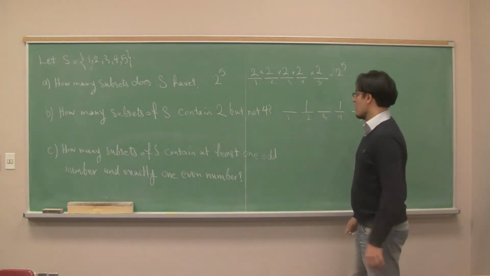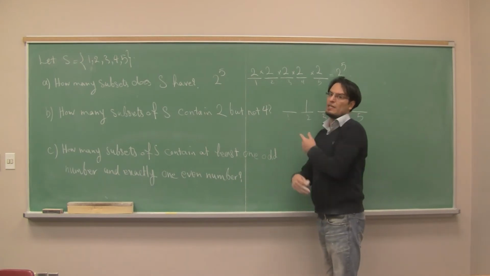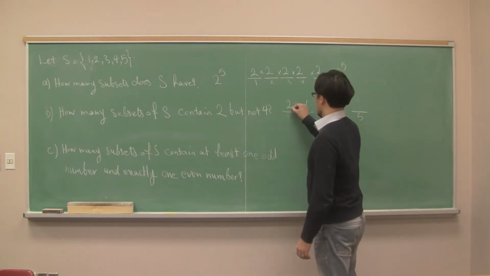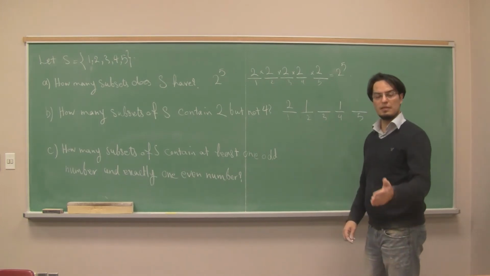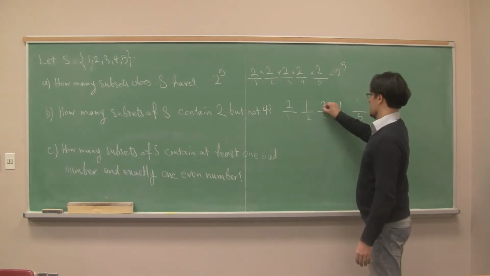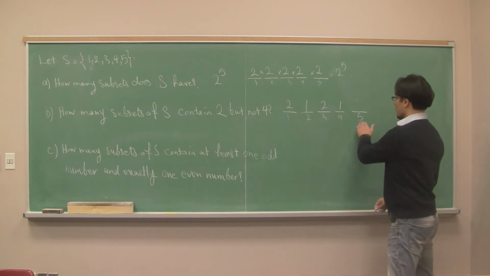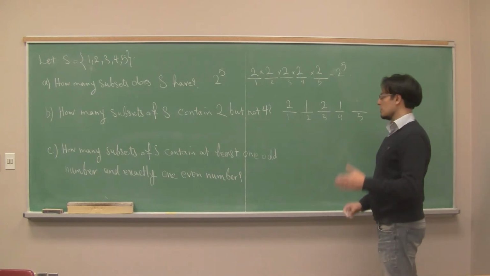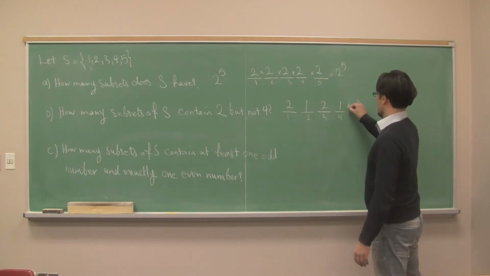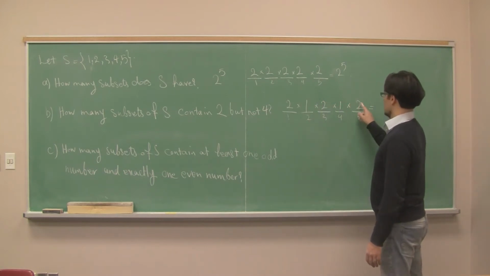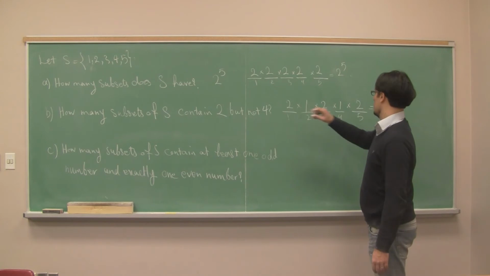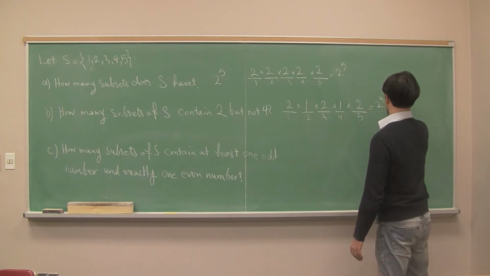How about the rest? Well, for 1, I can include it or not, so there are 2 options there. For 3, I can include 3 in the subset or not. There is another 2. For 5, I can include it or not. So then, by the fundamental counting principle, you multiply these: 2 times 1 times 2 times 2 times 1 is 2 to the power 3, which is 8.